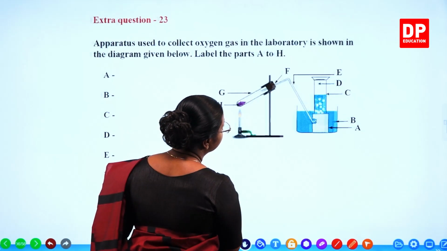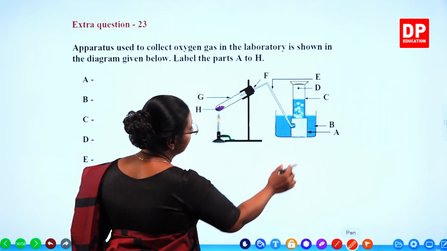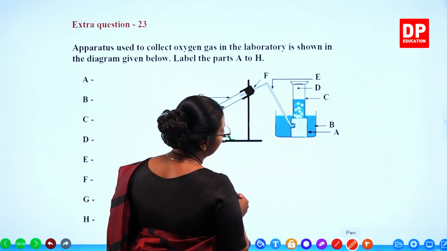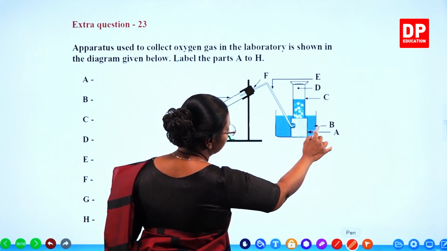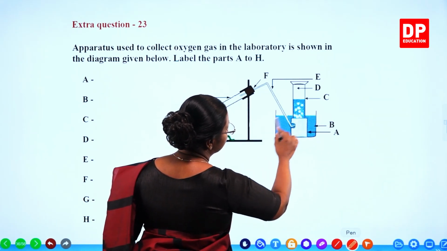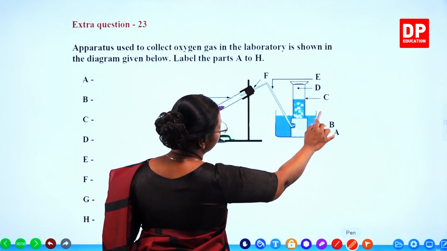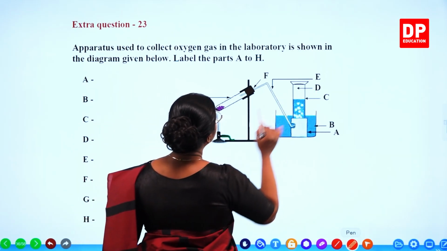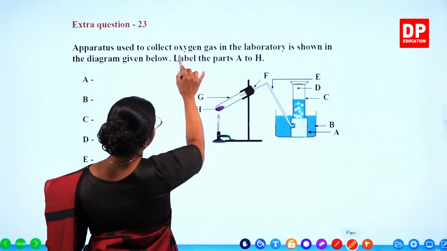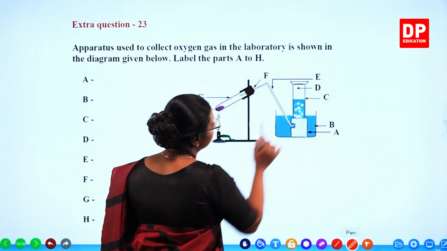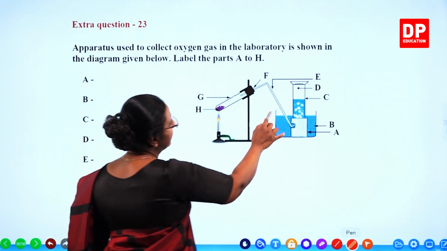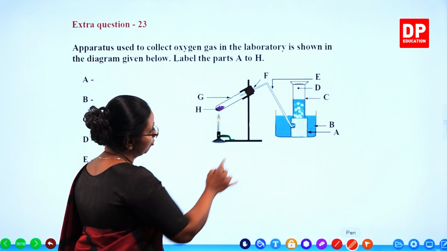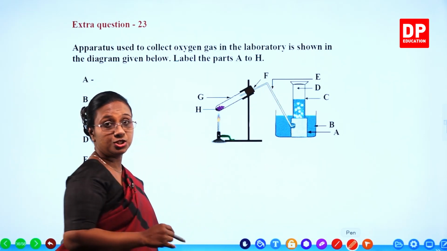So, if we look at the diagram first, you can see A here, it points to beehive shelf. Then you have the trough containing water. So, B is the trough containing water. C, you can see it is the gas jar. And D is the collected gas. So, here since they have said oxygen gas, we can write it as oxygen gas. Then E is the delivery tube. It points to this tube, the delivery tube.